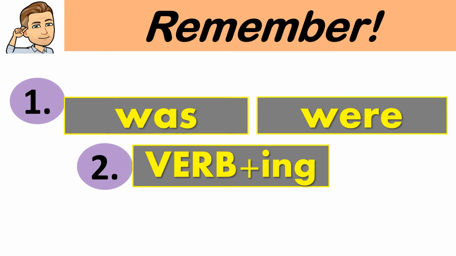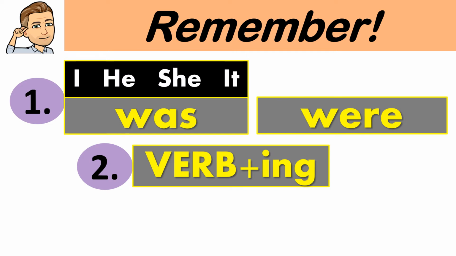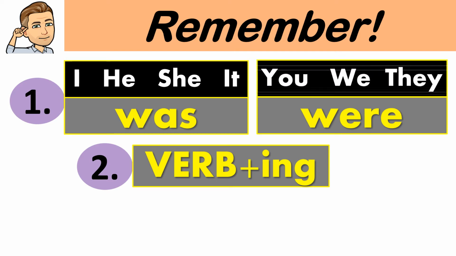Now, it's important to remember that with was, that's for pronouns like I, he, she, or it. Just think of it as the one we will use with one person. But for were, that's for the pronouns you, we, they. So if it's many people we're talking about, or many things, we would use were.